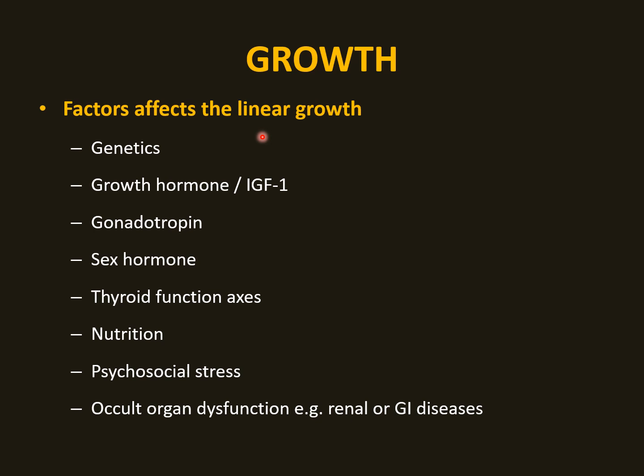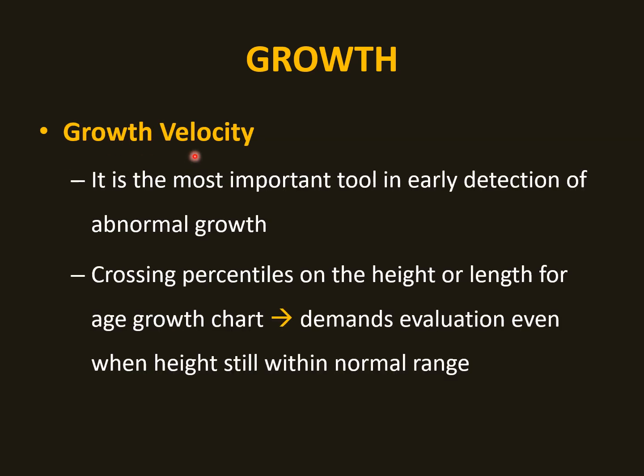Any child presenting with abnormalities in the linear growth, length or height, you should consider these factors affecting the normal linear growth. For example, genetics, growth hormone deficiency, gonadotropin problems, sex hormone problems, testosterone or estrogen, thyroid function or thyroid diseases, nutrition, psychosocial stress, occult organ dysfunction, for example, renal or GI diseases. Growth velocity is the most important tool in early detection of abnormal linear growth.